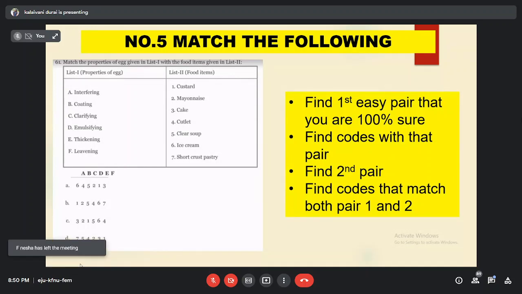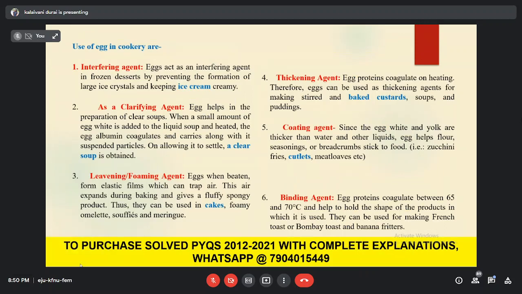So this is related to match the following. Basically जो options यहाँ पे दिया है ना, the full question is related to egg, the main functions of egg only. I'll be uploading this thing in YouTube or maybe in your classroom. You can go through this.